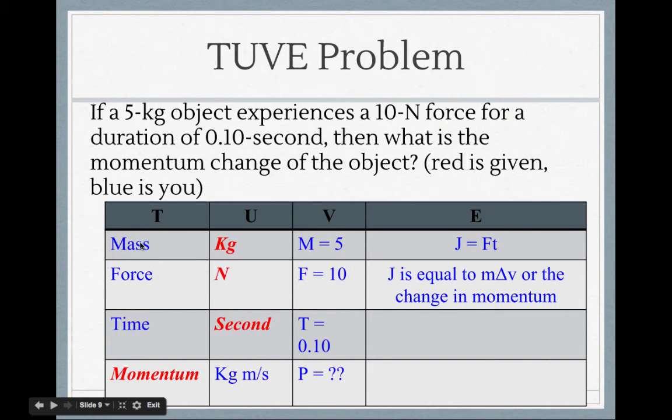But you then have to figure out everything else: mass, force, time, plugging in all the variables with their corresponding values. And then the equation that we would use to find the change in momentum, which is equal to the impulse, is J equals Ft.